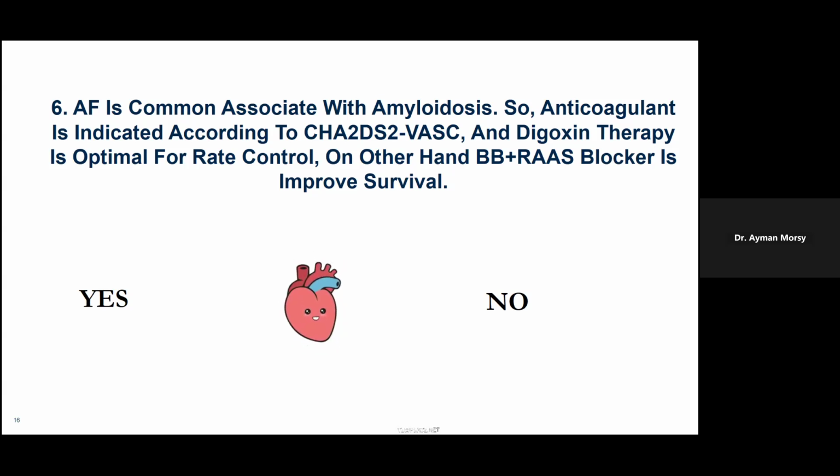And the message here, please: there are 13 types of cardiac pathology where this type of patient is supposed to be anticoagulated without the CHA2DS2-VASc score, and the cardiac amyloid is one of them. And the digoxin therapy is not optimal at all for rate control in these types of patients.